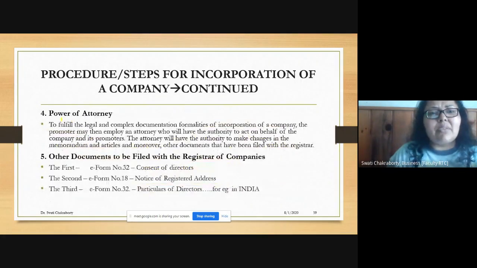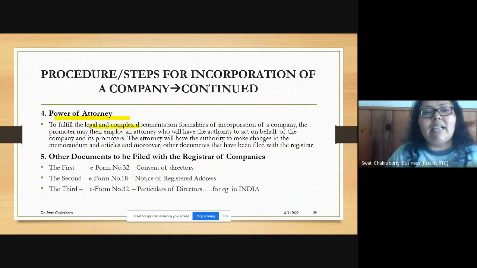The fourth step is the power of attorney. This is required to fulfill the legal and complex documentation formalities of the incorporation process. So the promoter needs to employ an attorney who will have the authority to act on behalf of the company and the promoters, right? The attorney will have the authority to make changes in the memorandum and articles, and other documents that have been filed with the registrar.